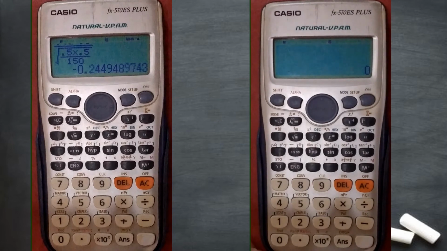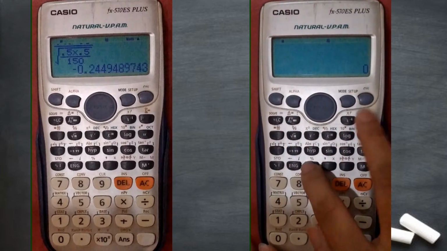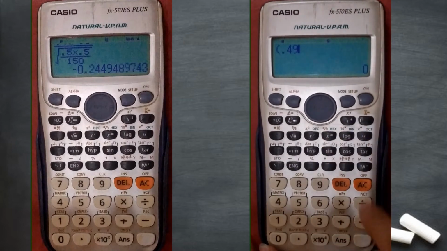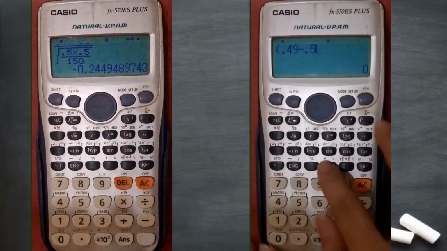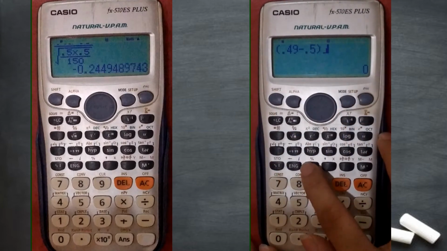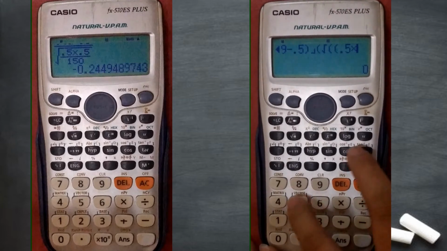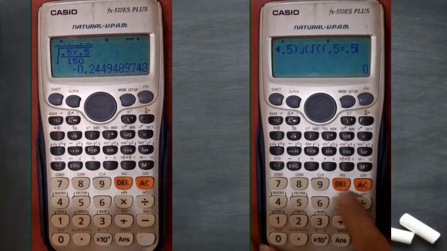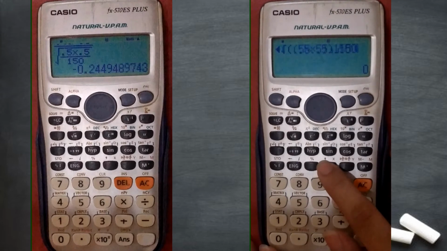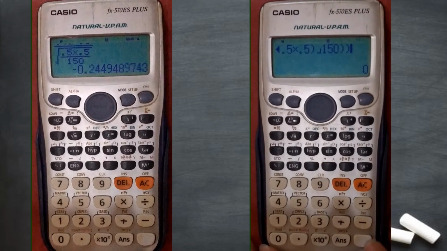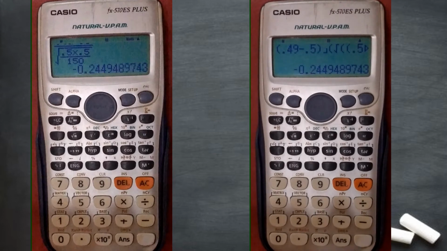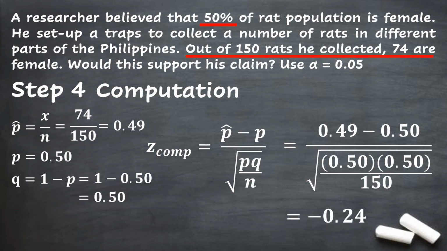For a 2-liner calculator, this will be the display in your calculator. First, open parentheses, then 0.49 minus 0.5, close parentheses, and then fraction, and then open parentheses, then square root, then another open parentheses, 0.50 times 0.50, close parentheses, fraction symbol, and then 150, and then 2 close parentheses, and then the equal sign. This will be the answer. The final answer for z computed is negative 0.24.